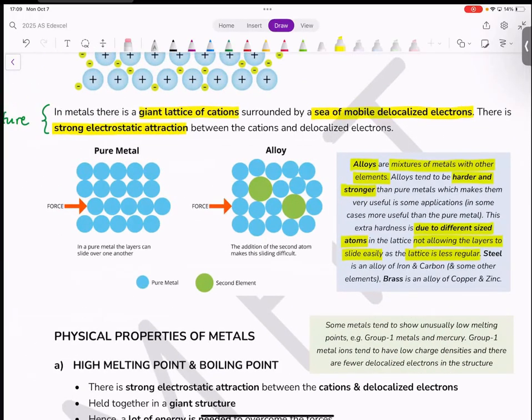Next, this big atom here that you see makes it more difficult for the layers to roll, basically, right? They get stuck, so they can't move as easily.